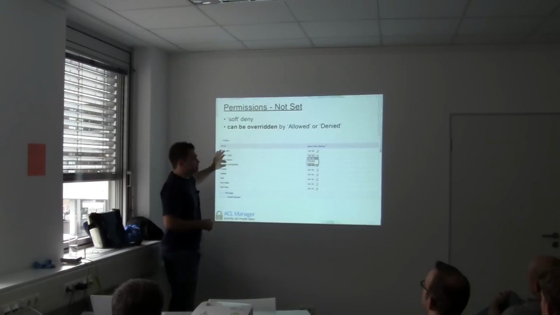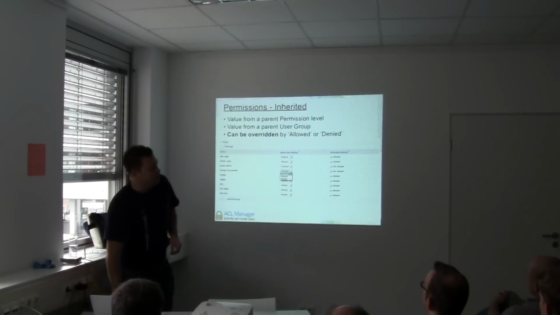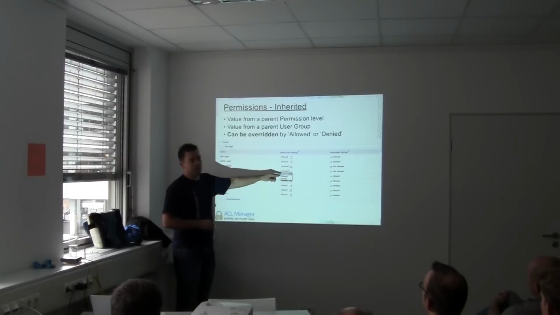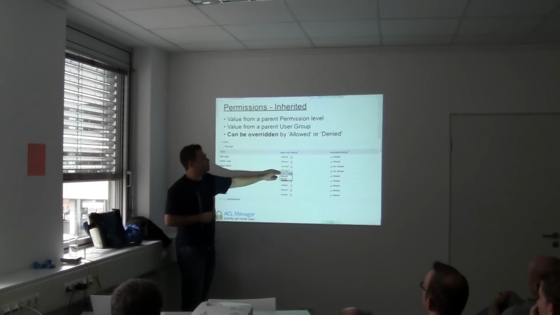Most of the time, it's suggested to simply leave the public user group not set. The next one is inherited. That means that the value is inherited from the user group above or the level. I will go into the levels of global configuration and components later on. But inherited means that the permissions are inherited from the user group above.